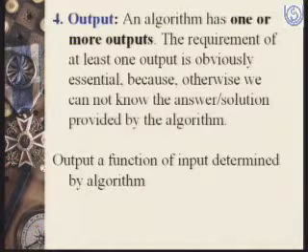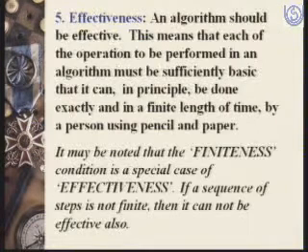There is no use of the computer system if it is not required to give at least one output. So the number of inputs may be 0, but the number of outputs must be 1. It must be clear to everybody. And the next is effectiveness.